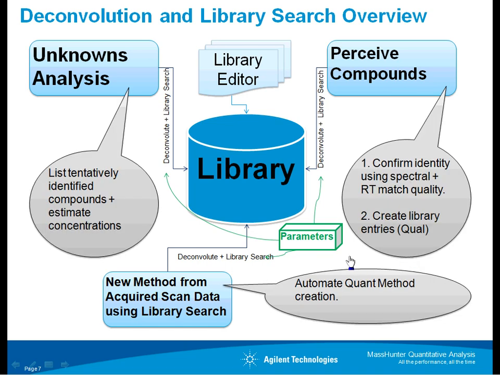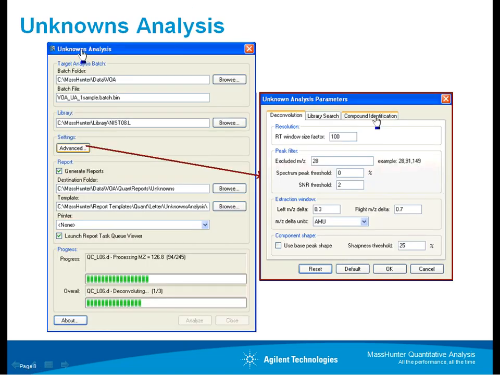To wrap up the overview, let me show you visually what the three scenarios look like. So first, I mentioned unknowns analysis. That is basically a standalone program which is going to take a batch, a quantitation batch, which you identify, a library, which again you get to choose. Here it's the NIST library. And you can generate a report, an Excel-based report. Notice that in each of these scenarios there is a mechanism to get to the parameters that I mentioned: deconvolution, library search, and compound identification.